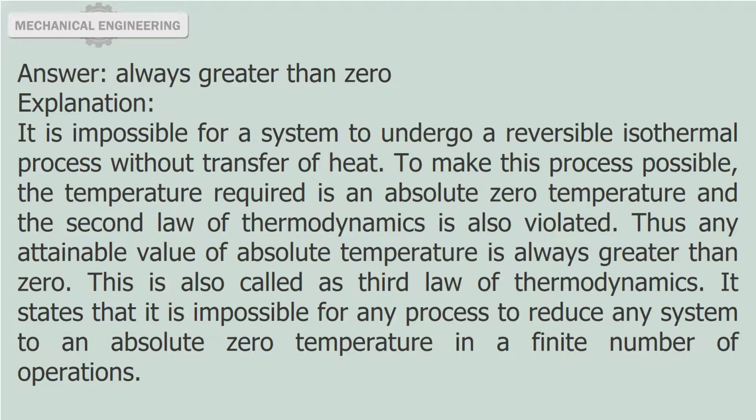Explanation: it is impossible for a system to undergo a reversible isothermal process without transfer of heat. To make this process possible, the temperature required is absolute zero temperature, and the second law of thermodynamics is also violated. Thus any attainable value of absolute temperature is always greater than 0. This is also called the third law of thermodynamics. It states that it is impossible for any process to reduce any system to absolute zero temperature in a finite number of operations.